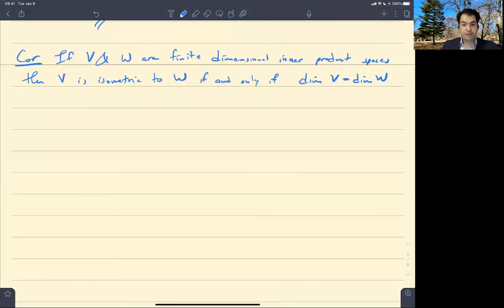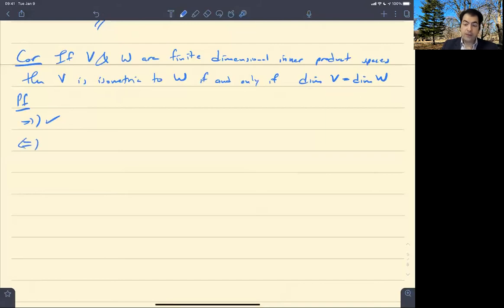Okay, so if you want to distinguish between different inner product spaces, and you only care about the inner product structure, so you only care about the vector space up to isometry, then there's only one invariant, the dimension. Let's go ahead and prove this. One direction is trivial, right? If you have isometric vector spaces, then in particular, they are isomorphic, and so they have the same dimension.